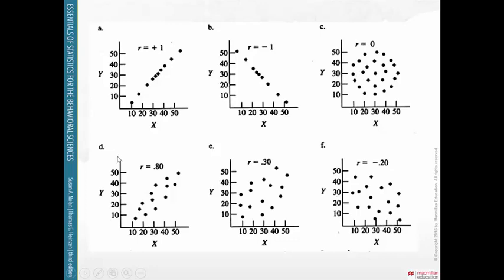Down here in part D, this is a correlation of positive 0.80. So it's a positive correlation. We've got generally this upward sloping line. And the dots don't fall exactly on a line, like they did up here, but they are still really clustered very tightly together. This is a strong relationship. Again, something we would never see in psychology when you're studying people.